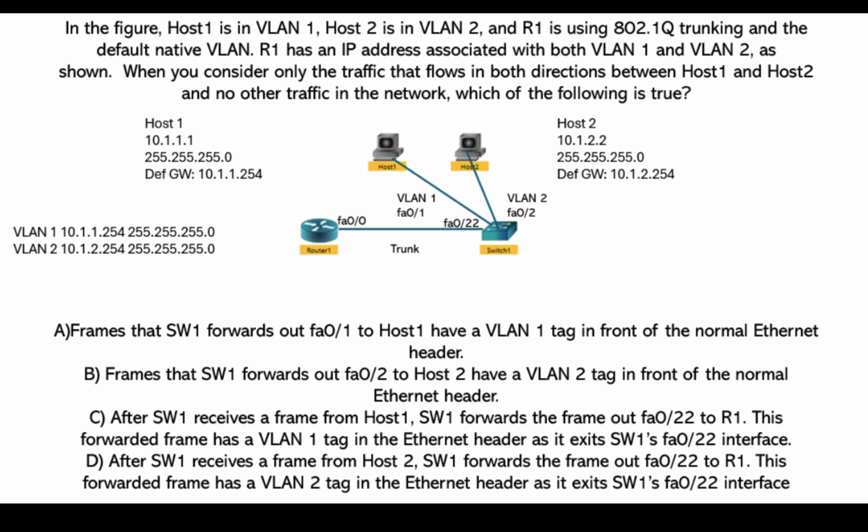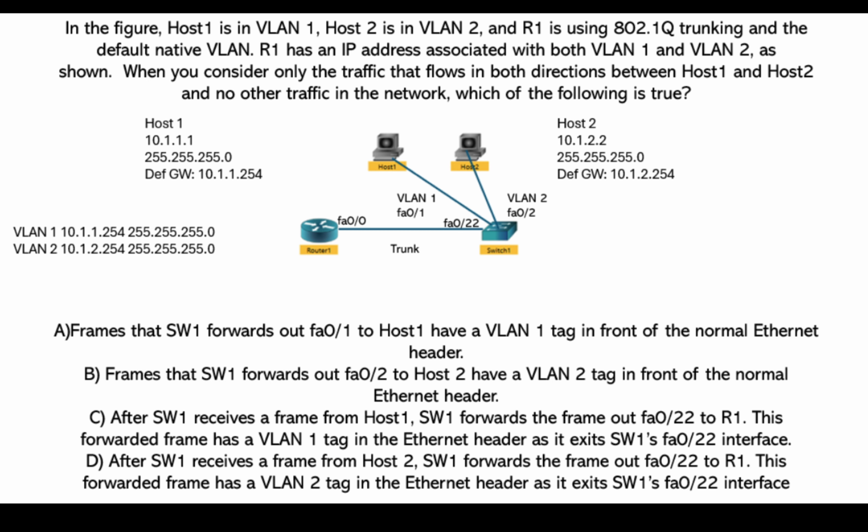R1 has an IP address associated with both VLAN 1 and VLAN 2 as shown. So when you consider only the traffic that flows in both directions between host 1 and host 2 and no other traffic in the network, which of the following is true? A, frames that switch 1 forwards out FastEthernet 0/1 to host 1 have a VLAN 1 tag in front of the normal Ethernet header. B, frames that switch 1 forwards out of FastEthernet 0/2 to host 2 have a VLAN 2 tag in the front of the normal Ethernet header.